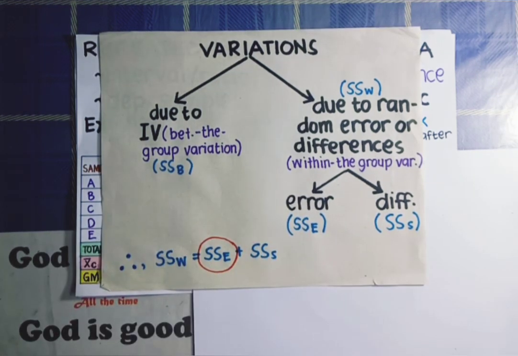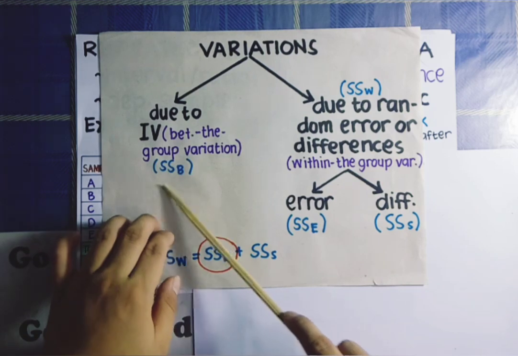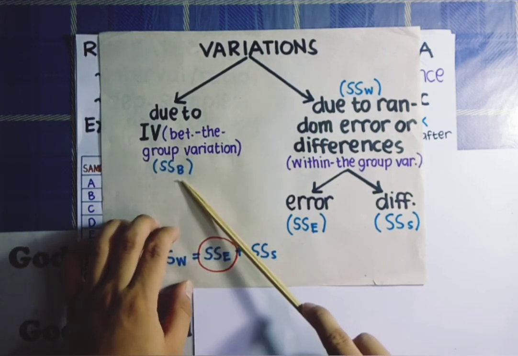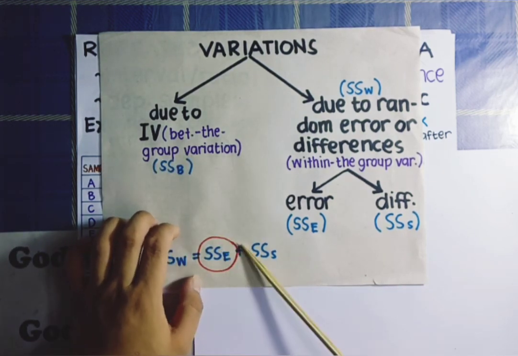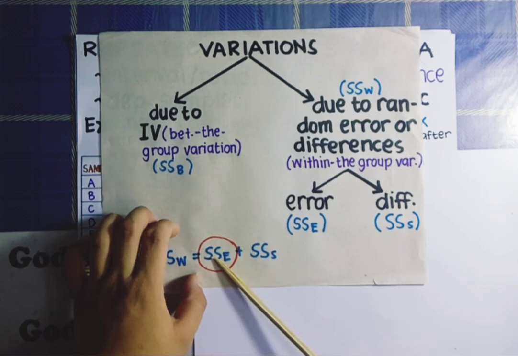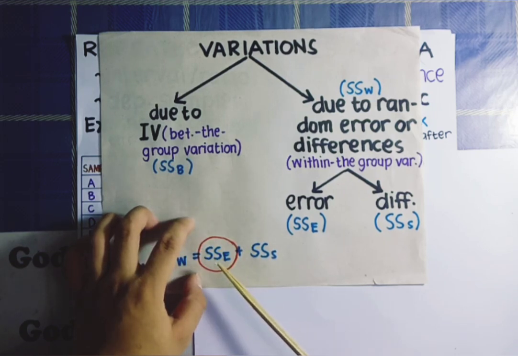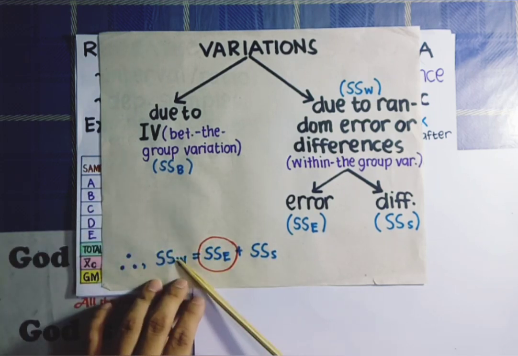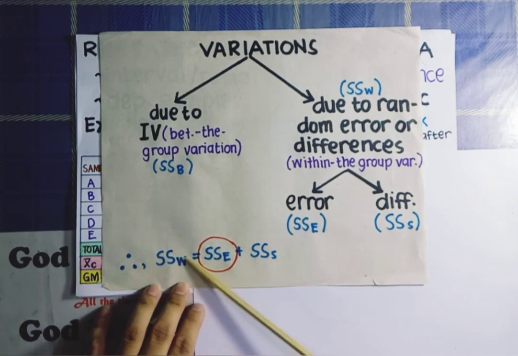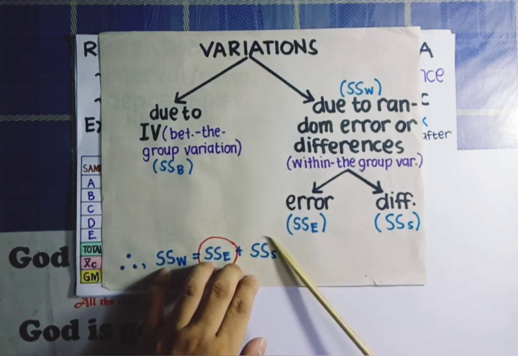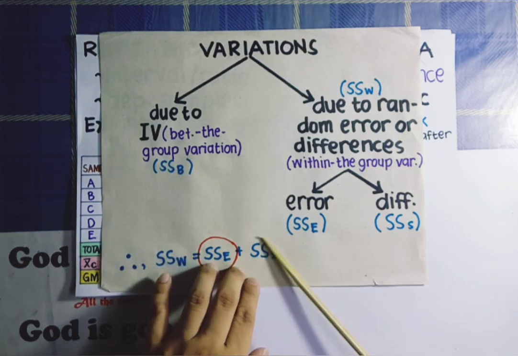Now in repeated measures ANOVA, there are actually two values that are important for us to be able to find our F value or ANOVA value: the SSB or the sum of squares between the group, and the SSE or the sum of squares for error. However, for you to be able to compute the SSE, we need to find first the SSW, or the sum of squares within the group, and the SSS, or the sum of squares for subjects.